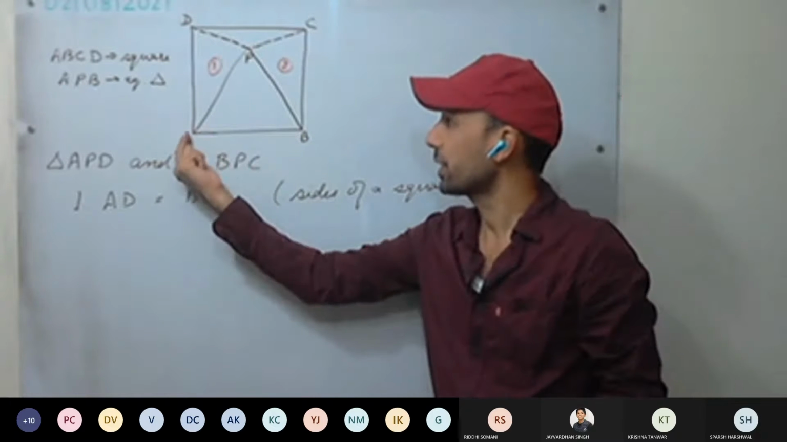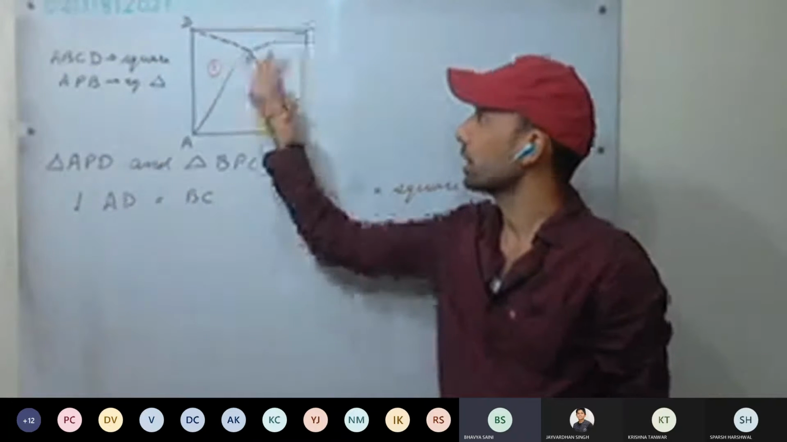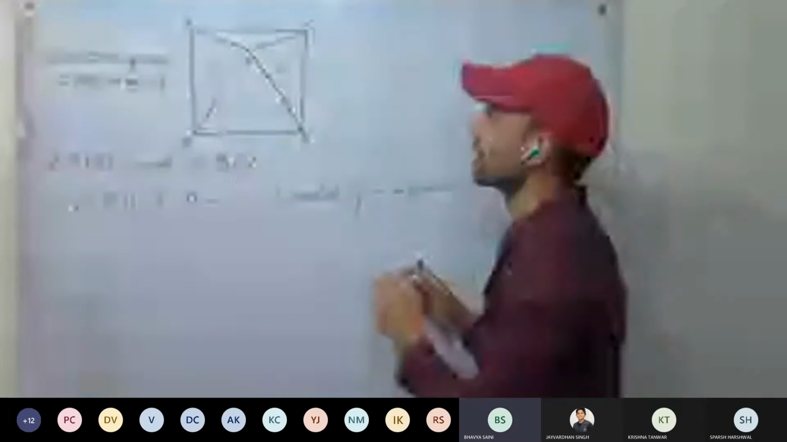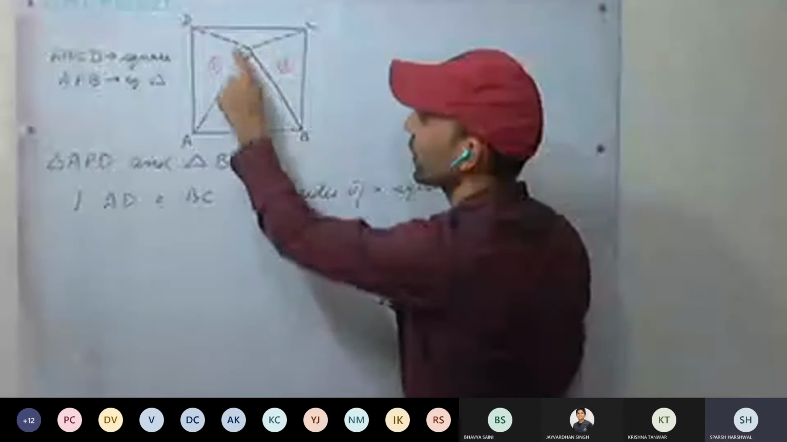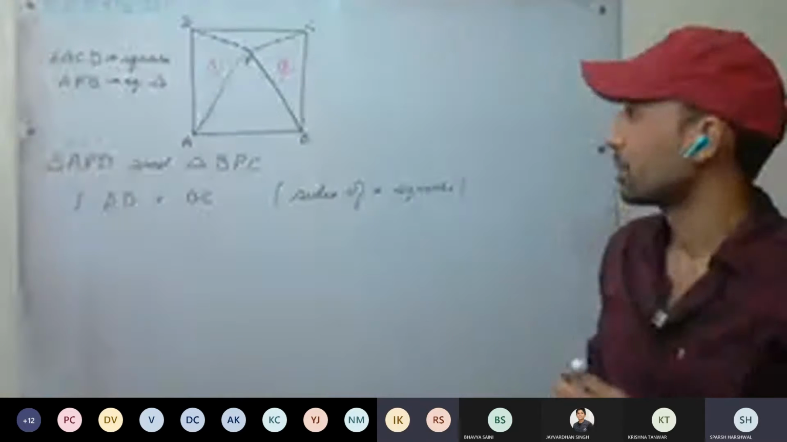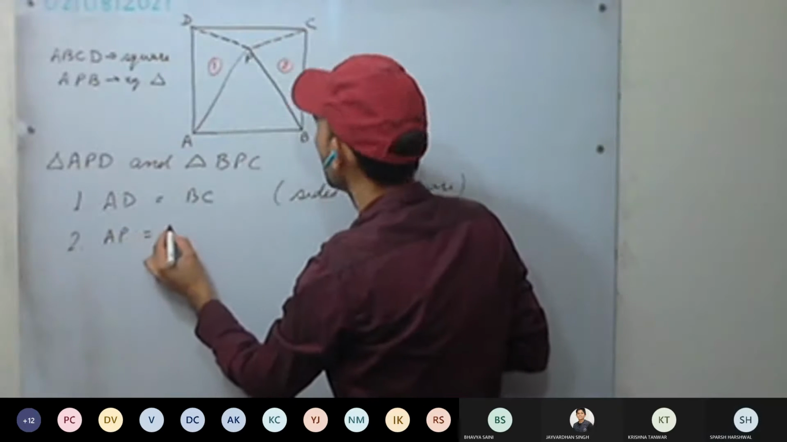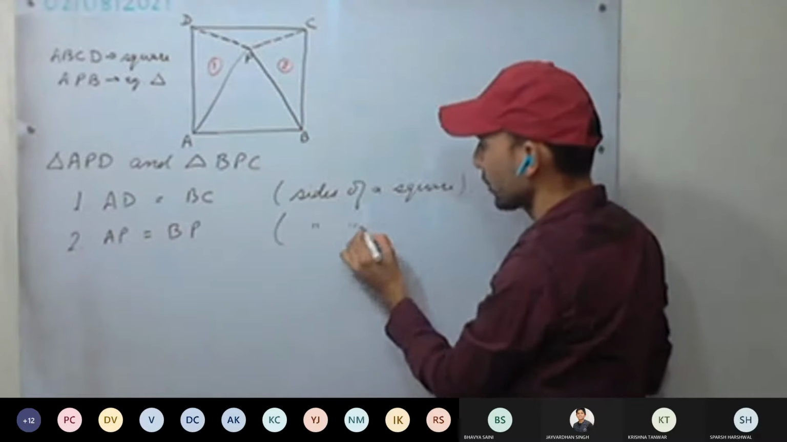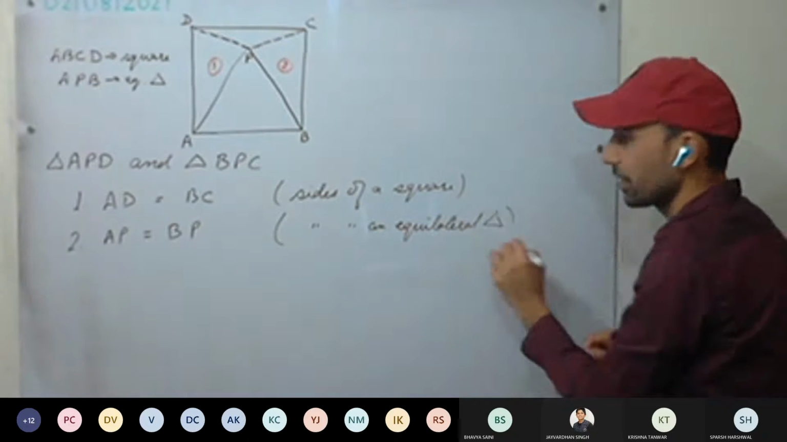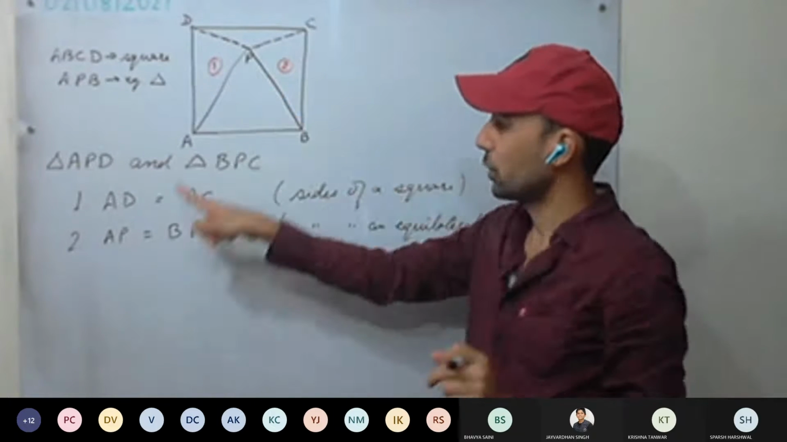Can we say angle APD is equal to angle BPC? How can we say that? P is common, but we won't be able to say the angles are equal. We can't say that. But AP equals BP, because they are sides of an equilateral triangle. Second, AP equal to BP. So we have proved this side equal to this side. Two sides we have taken.